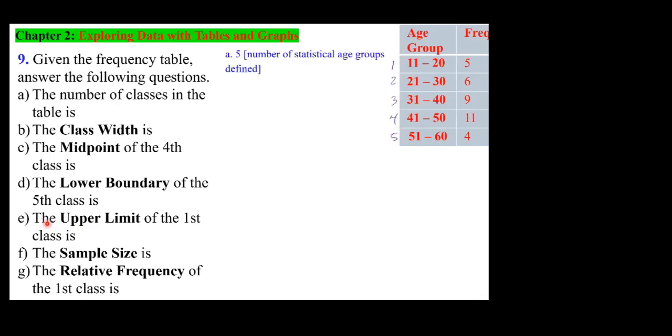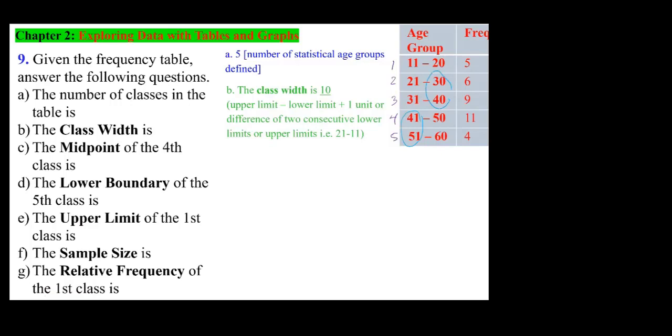To calculate the class width, you have a choice. Pick any two consecutive classes and subtract the top lower limit from the bottom lower limit. As long as they are in consecutive classes, you can do that. However, if I pick any single class, it doesn't matter which one, then we have to use the upper limit minus the lower limit plus 1, which means 20 minus 11 plus 1, giving you the same answer, which is 10.